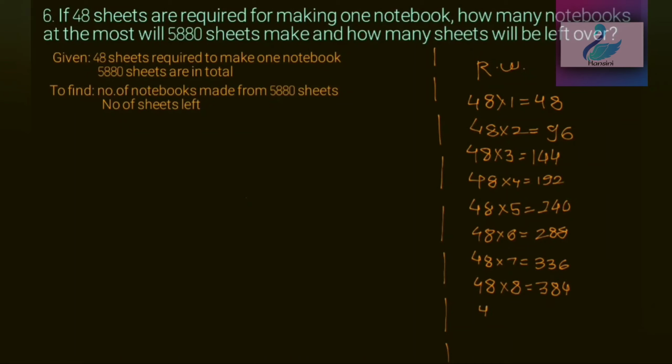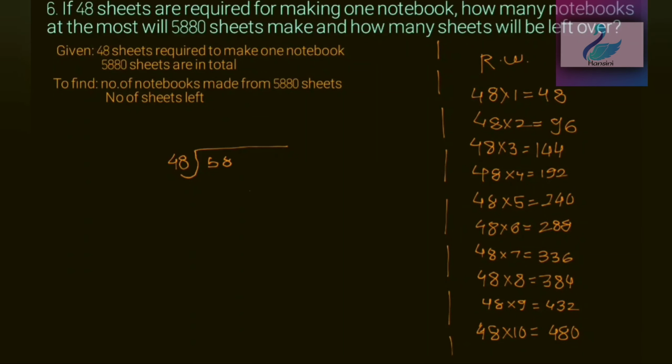So here 48 is the divisor, which is the smaller number, so we will write the table of 48. I have written here the table of 48. Now we will solve the sum. Take the division symbol, write 48 as the divisor and 5880 as the dividend. So now search for 58 in the 48's table. 2's is 96, which is greater, so write 1 in the quotient's place and subtract it by 48. You get the answer as 10.